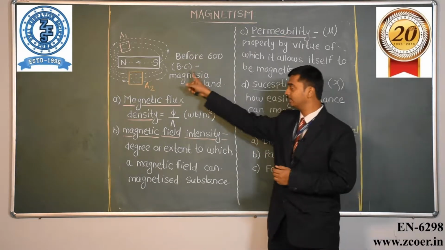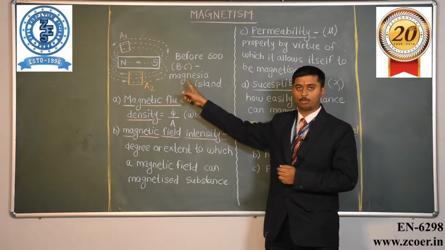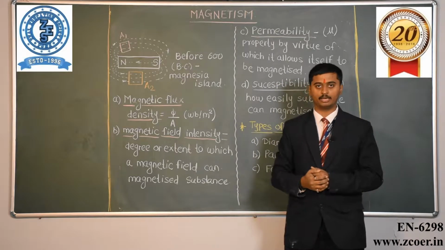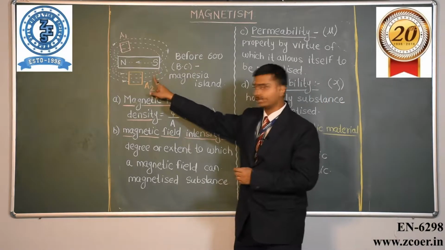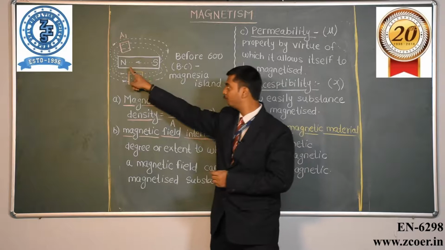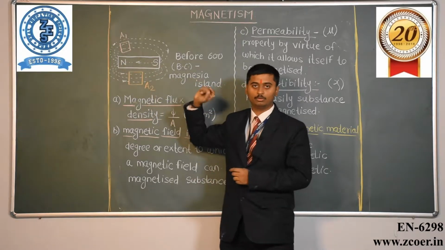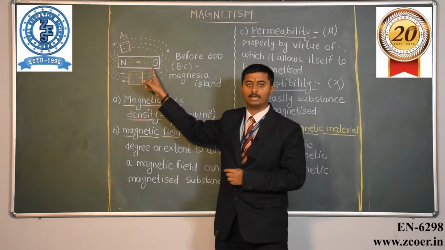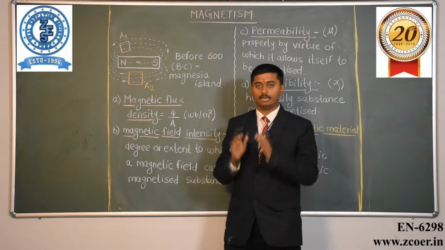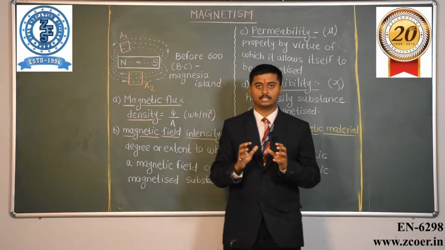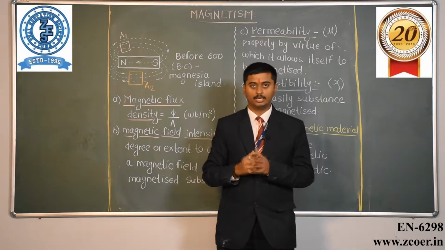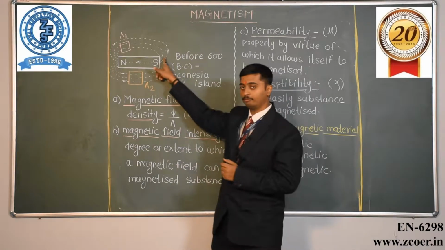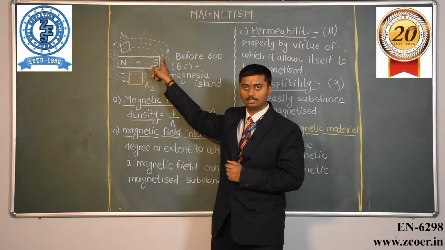Nearly 600 BC, that is before Christ, this property was discovered at Magnesia Island, and that's why the name is magnet. This is the basic diagram of a magnet, which consists of two poles, north pole and south pole. The dotted lines shown around the magnet are nothing but magnetic lines of force. Whenever any magnetic material is placed in an external magnetic field, it will create its own field around itself, which is also called the lines of force or the flux.